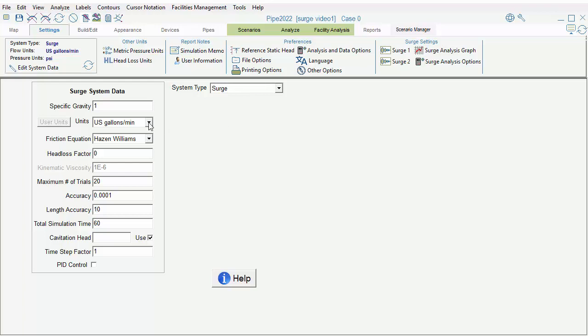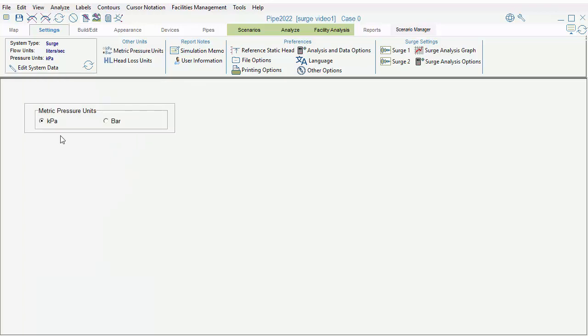Here you can select flow units. There are many options in both English and SI units, including the option to define units that don't appear in this list by selecting User. If you choose SI units, such as liters per second, you can further select between pressure units, here, metric pressure units, of kilopascals and bar.